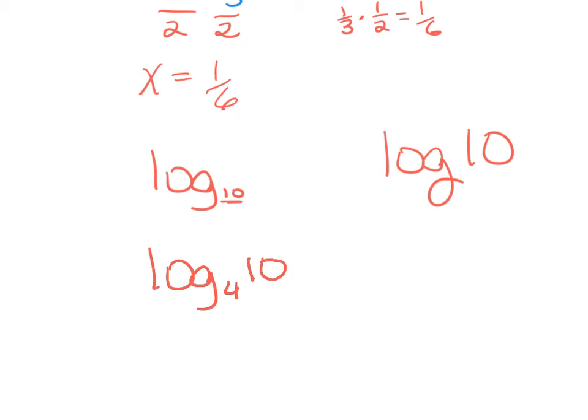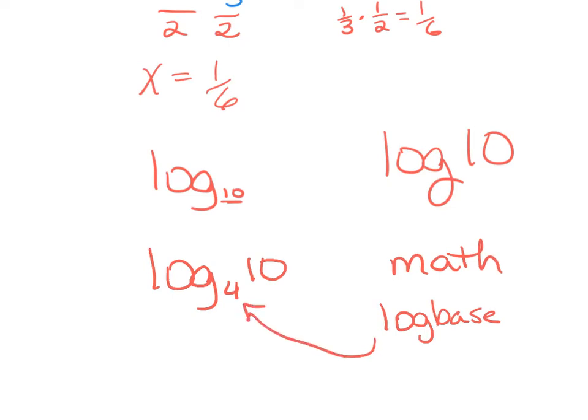The way that you can get to this is you're going to touch the button that says math, and then you're going to scroll down until you see the word log base. You'll hit that option, and then it should open up the cursor, and it would let you put in a little 4 there.